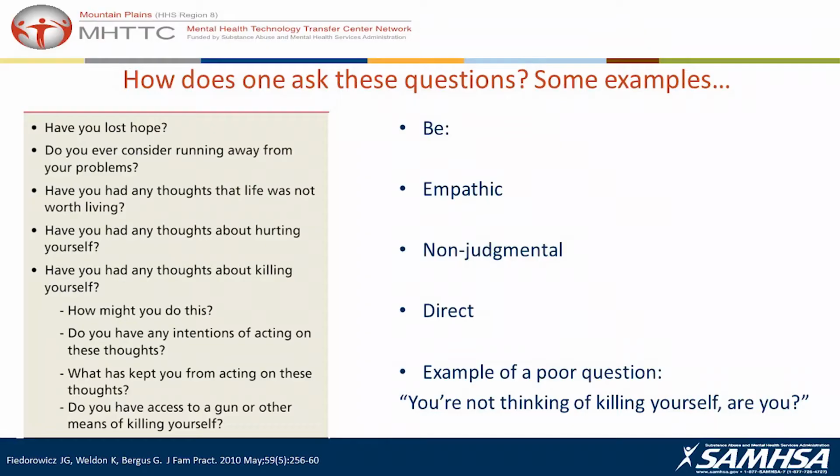So some of the examples, again, from the article on allied health professionals and how you might do this: asking the patient, have you lost hope? You consider running away from your problem. If it's a geographic change, that's one thing. If the change is actually running away from this world, that's another. Have you had any thought that life was not worth living? That's a pretty good question to ask.